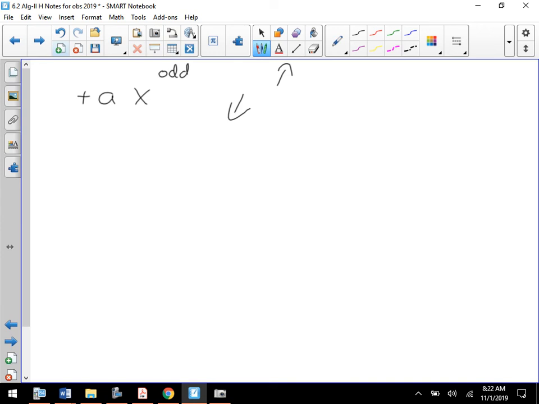So the idea here is that your tails will allow you to plot and graph. Same idea here. Negative a, x to an odd. Now what are they doing? Up, down. Okay.